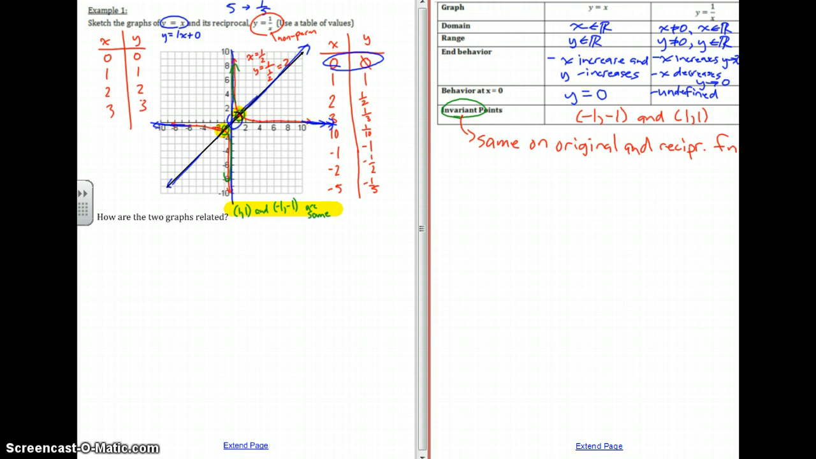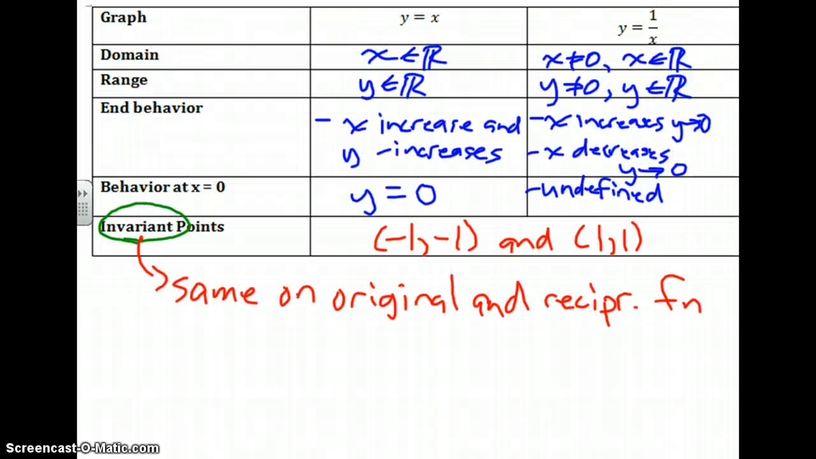It's not always going to be that, but it's going to be close to that. Okay, so if you need to look at this more closely, there you go. The domain for these ones is not equal to 0, but all other values it exists on. As x increases, y approaches 0. As x decreases, y approaches 0. And then we have this concept of invariant points.